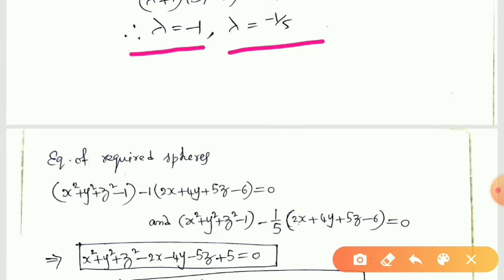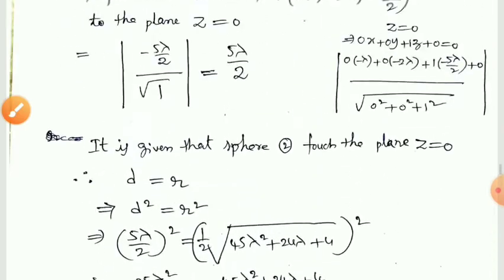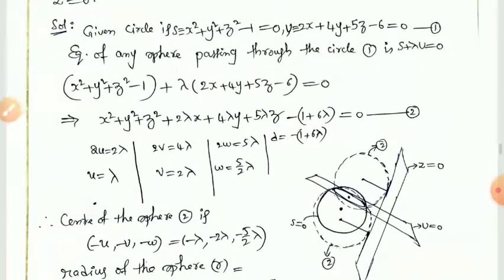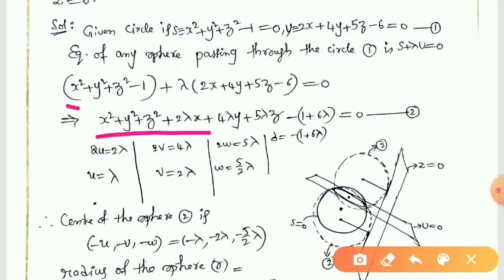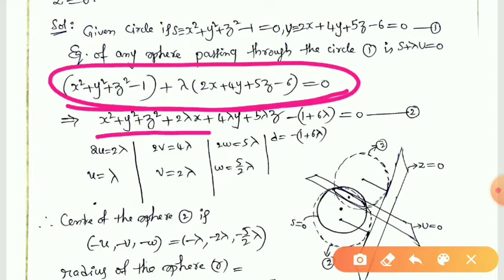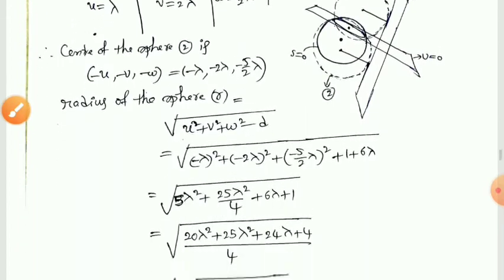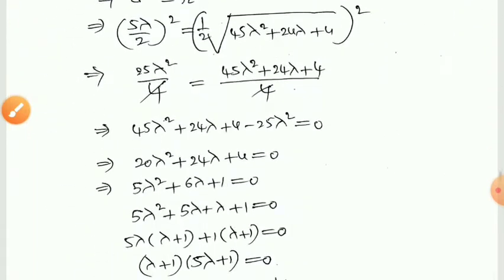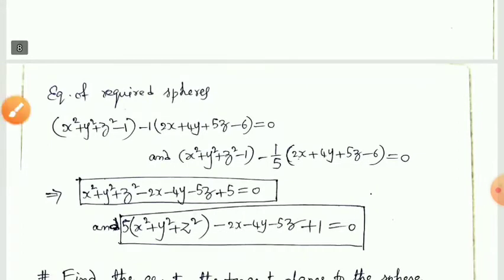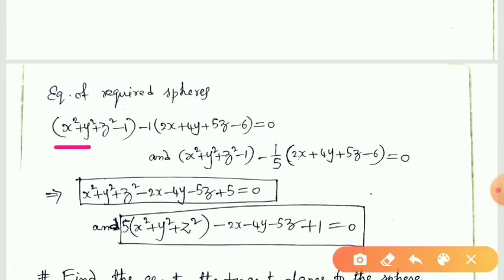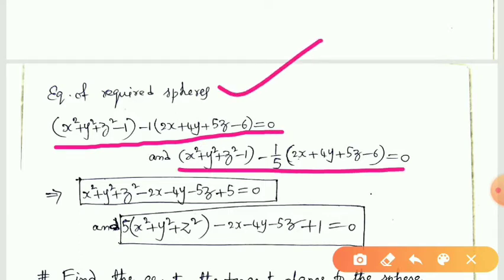By substituting these two values of lambda in this equation, we will get two different equations. These are the required spheres, this sphere and this sphere. These are the required equations of spheres. So by taking lambda = -1 and lambda = -1 by 5 in the above equation, we will get like this. If you take lambda = -1, you will get this. If you take lambda = -1 by 5, you will get this.